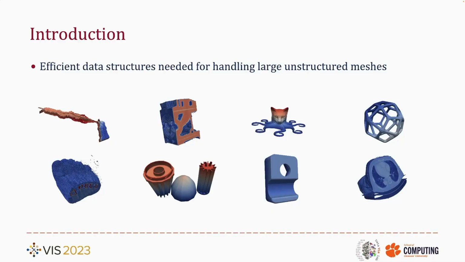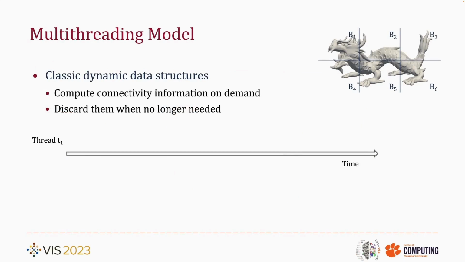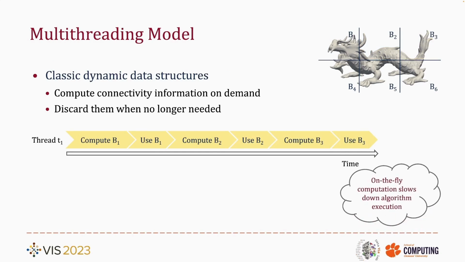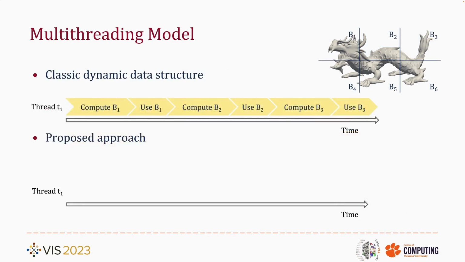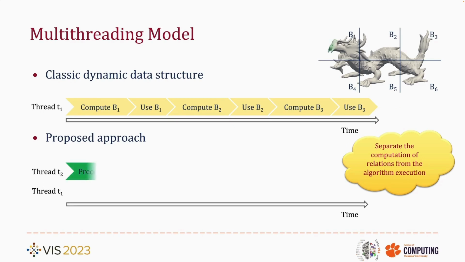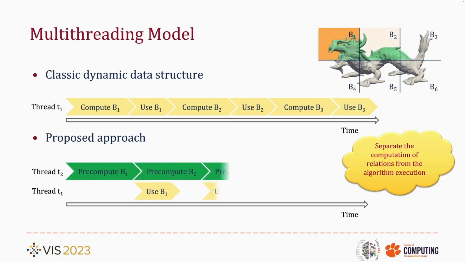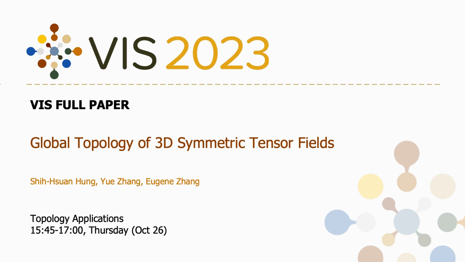With the growing size of unstructured meshes, we need efficient data structures. Classic dynamic data structures compute connectivity information on demand, and discard it when no longer needed. However, such on-the-fly computation slows down the algorithm execution. In our approach, we separate the computation of relations from the algorithm execution to improve the time performance. That is, we have another thread that pre-computes for the thread that executes the topological algorithms.